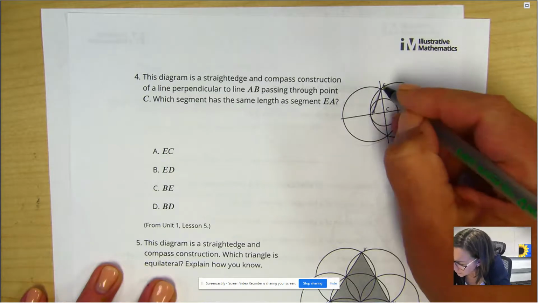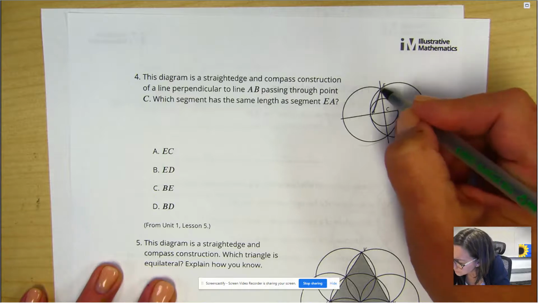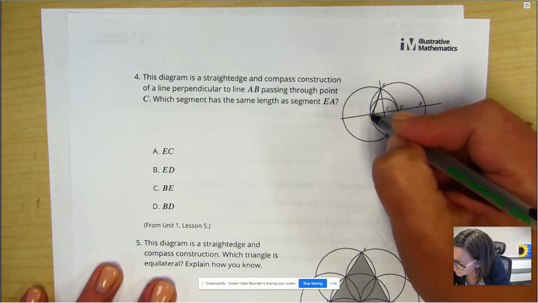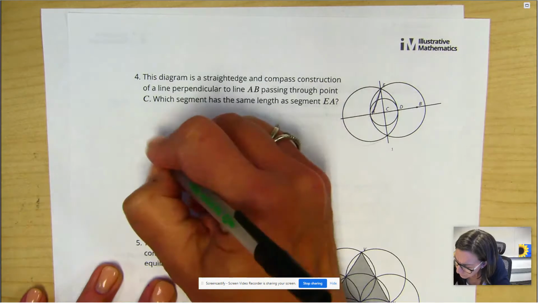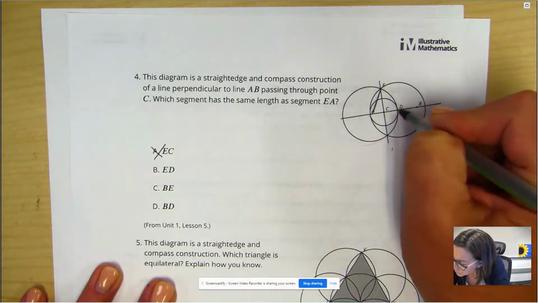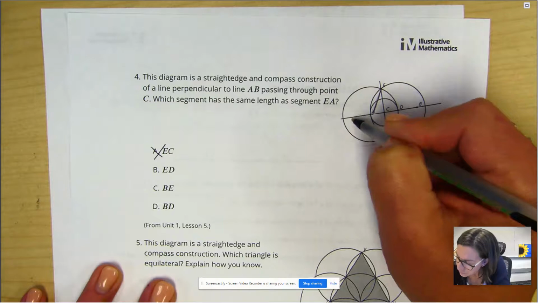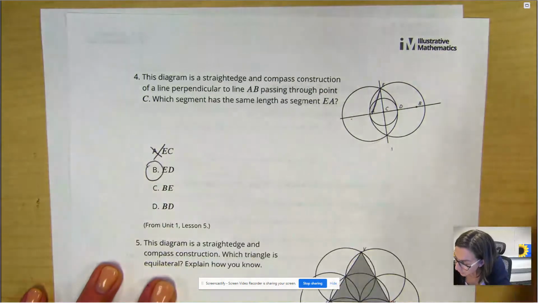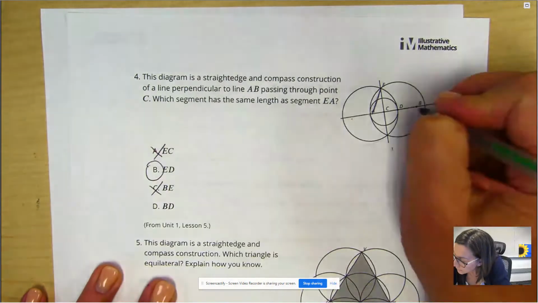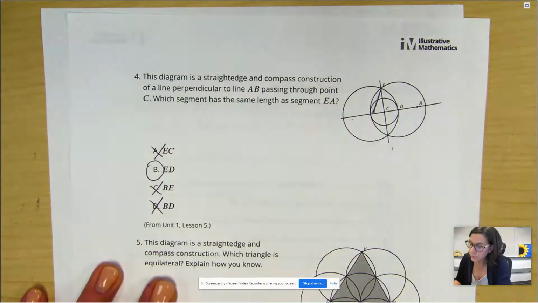So EC, no, that is not a radius. It doesn't go from the center of one of these circles out. How about ED? Yes, it is a radius of this circle, which shares a common radius with this circle. How about BE? No. And BD? No. I was only looking for one.